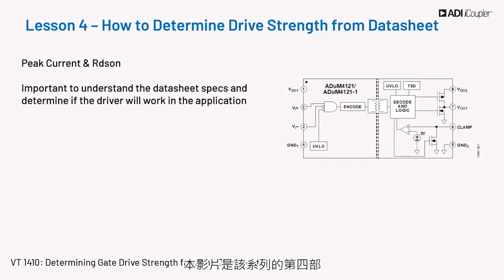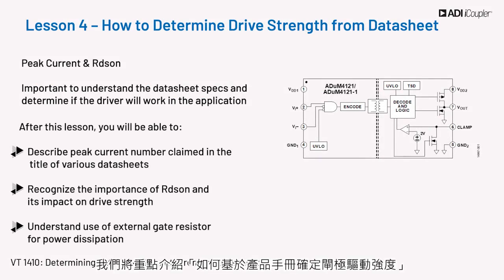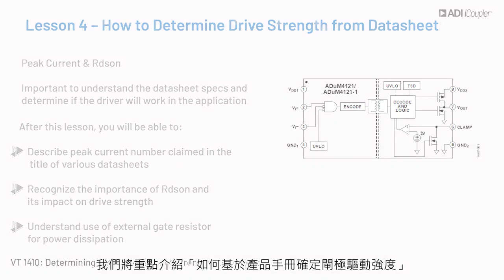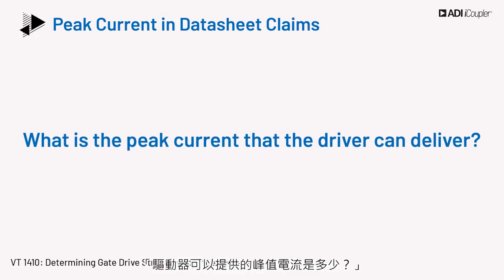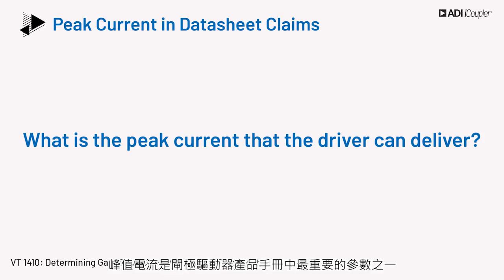This video is the fourth in the series and will focus on how to determine gate drive strength from the datasheet. A common question asked when considering what gate driver to use for an application is, what is the peak current that the driver can deliver? Peak current is one of the most important parameters in gate driver datasheets, but doesn't tell the whole story. Peak current definitions vary between manufacturers, so be sure to double-check each datasheet's definition.